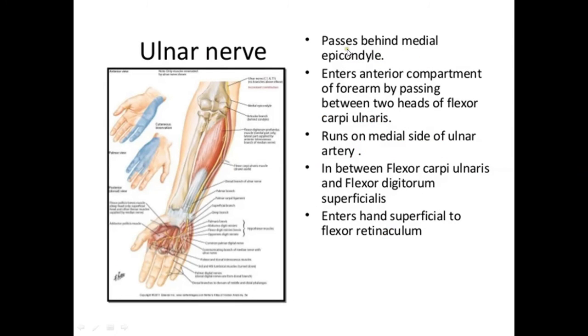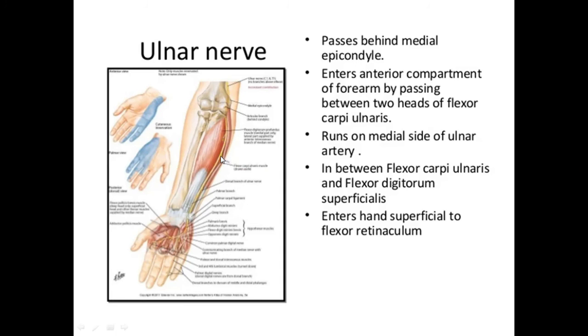Then the ulnar nerve only supplies two muscles in the anterior compartment, that is the medial part of the flexor digitorum profundus and the flexor carpi ulnaris. It is deeper in its whole course. It passes behind the medial epicondyle of the humerus, and enters into the forearm between the two heads of the flexor carpi ulnaris.